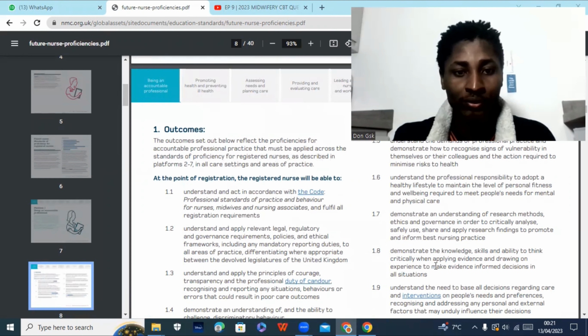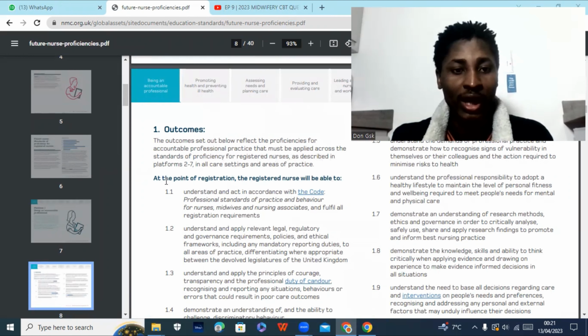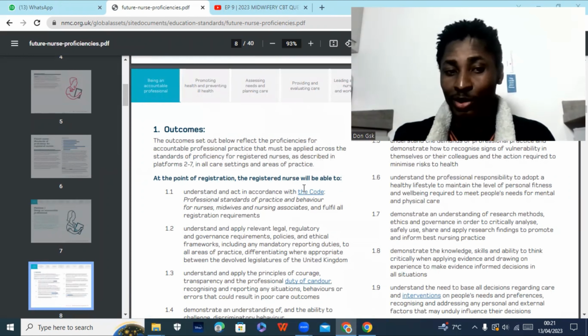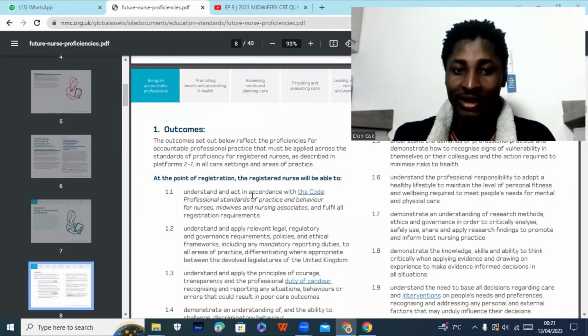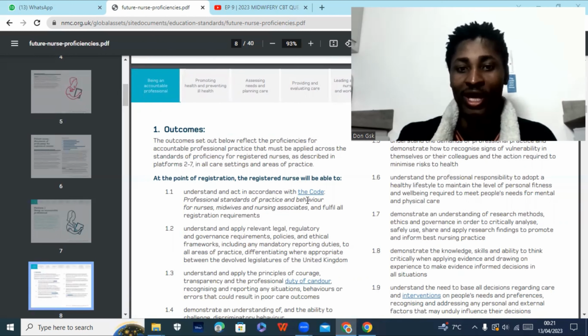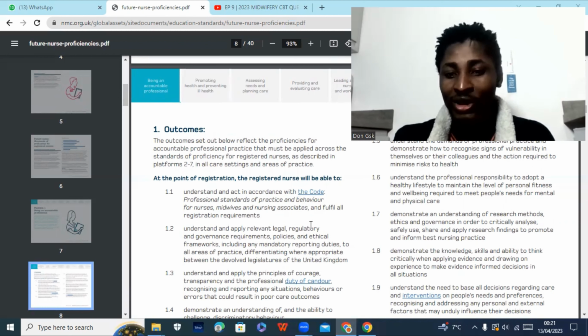Now, at the point of registration, the registered nurse will be able to, it means that before you are registered and have your license to practice as a nurse in the UK, you should be able to 1.1, understand and act in accordance with the Code. Sorry, so they are now talking about the NMC Code of Conduct. And you see that one underlined. It means that you should read the NMC Code of Conduct and understand it very well. That is what it means.